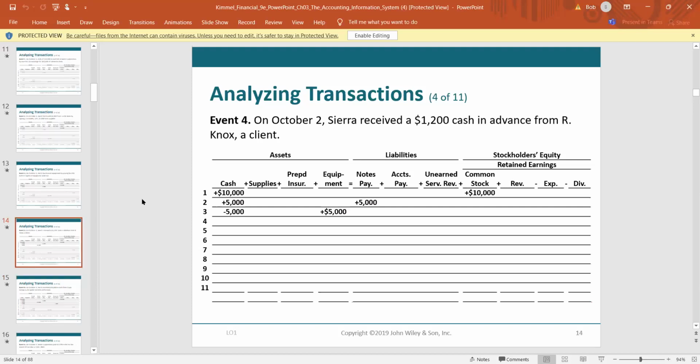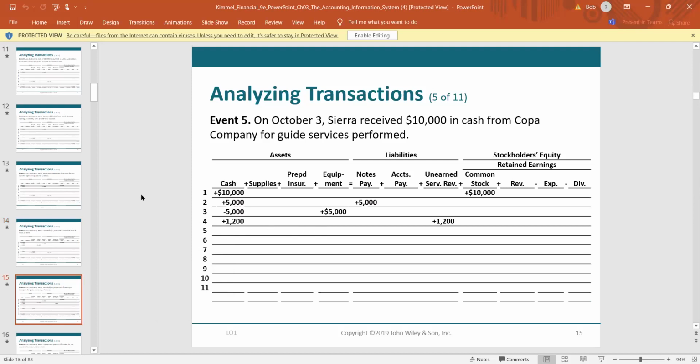You see that, everybody? Equipment went up because we brought in a new machine or something, and we paid cash for it. We didn't go through accounts payable. Number four. Sierra received cash in advance from Arnox, a client.